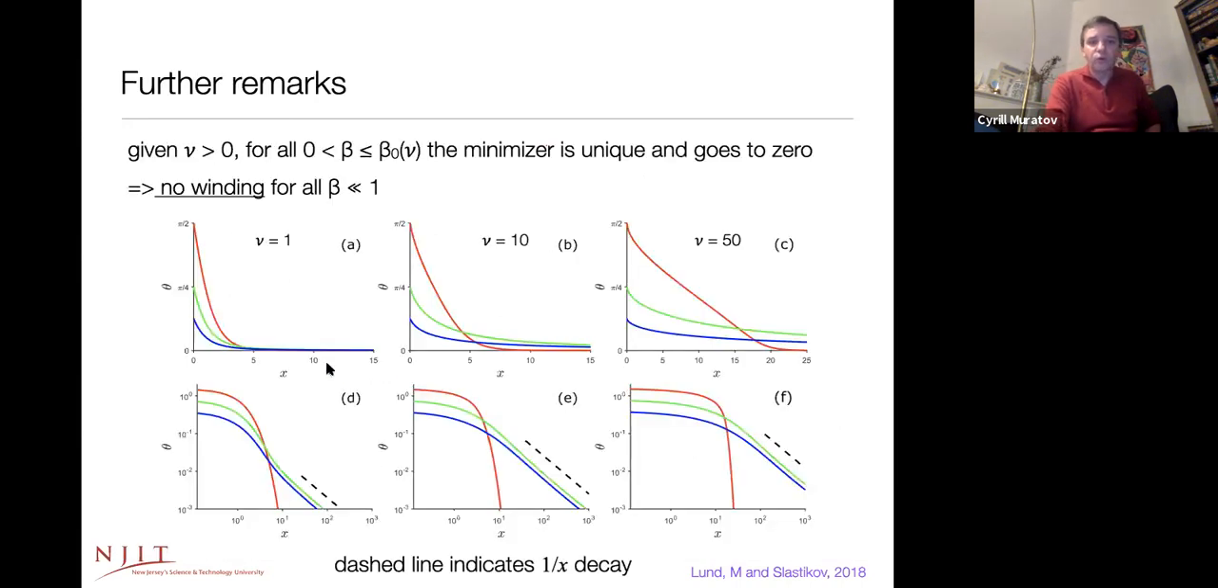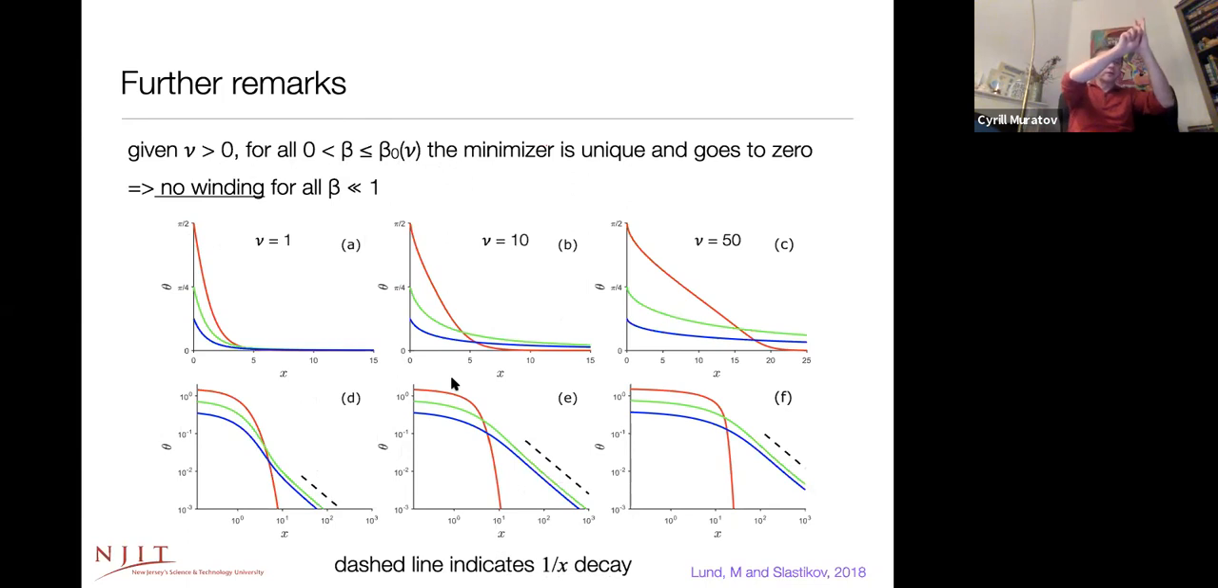Numerically we see that there are solutions that exhibit no winding. We can also prove that for small enough values of beta, depending on nu, the minimizer is actually unique and experiences no winding. More generally, we can see that many solutions don't exhibit winding and actually have an anomalous 1/x algebraic decay, unless the angle beta is equal to pi/2.